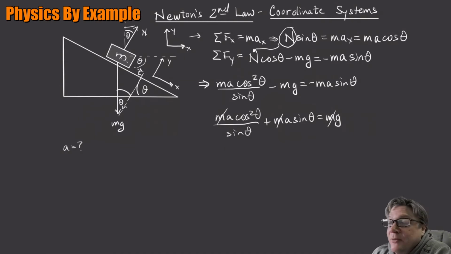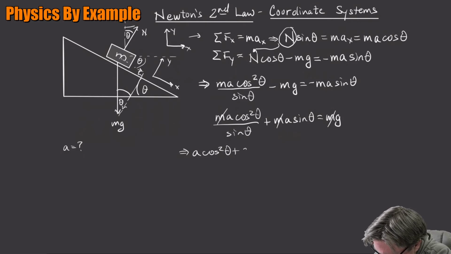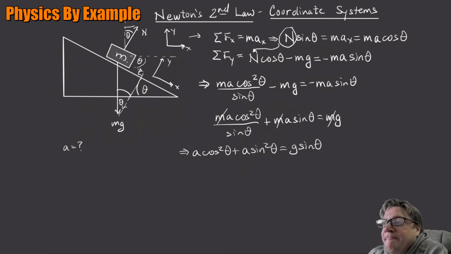That'll be a theme as we go along. So m goes away. Let's multiply through by sine, because this will give us something neat. So a cosine squared theta plus a sine squared theta equals g sine theta. Ooh, now look at this. I can factor out the a, and then I have a times cosine squared plus sine squared.